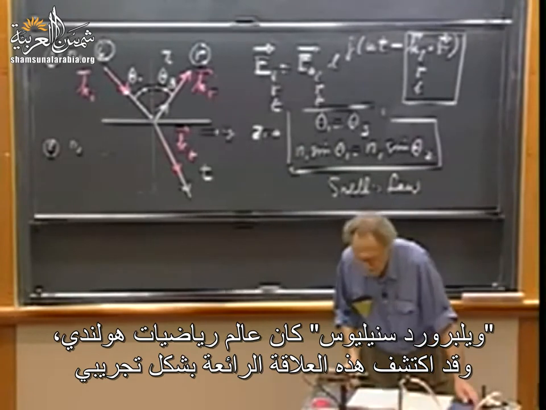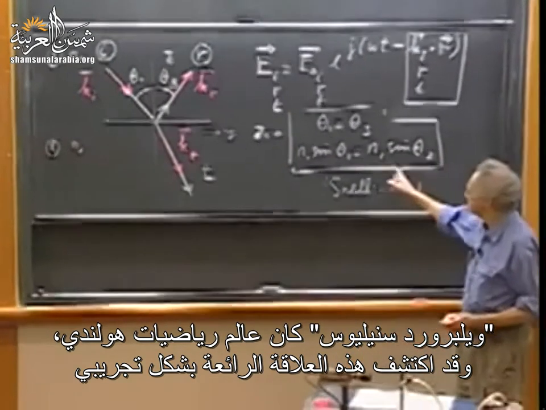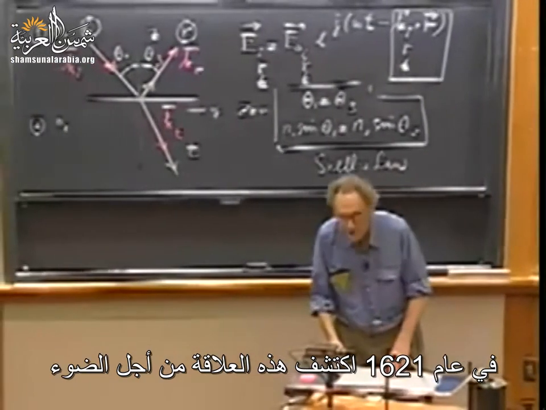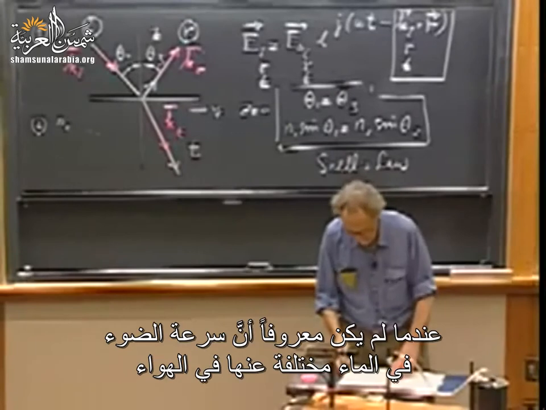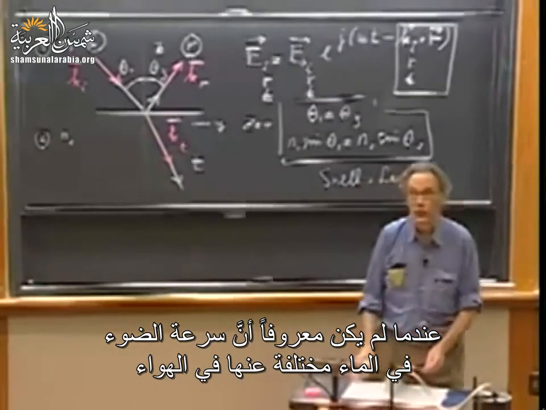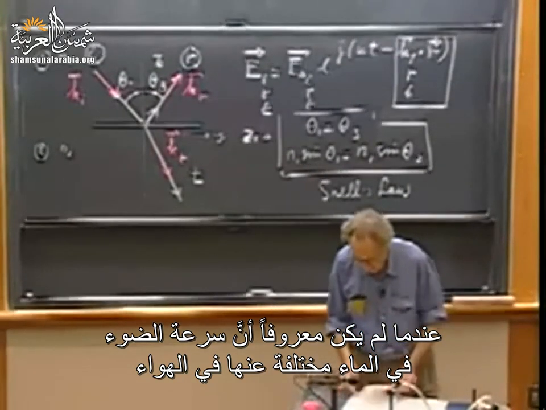Willebord Snellius was a mathematician. He was Dutch, and he discovered this relationship empirically, which is quite an amazing thing, by the way. In 1621, he discovered it for light at the time that it was not known that the velocity of light in water was actually different from the speed of light in air.